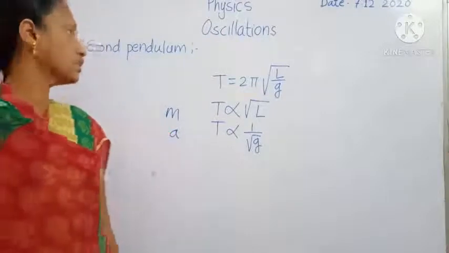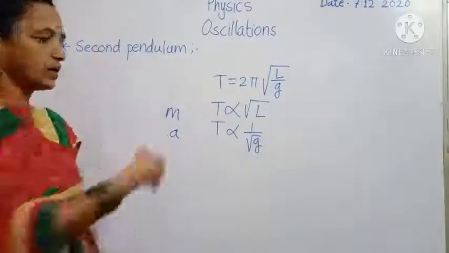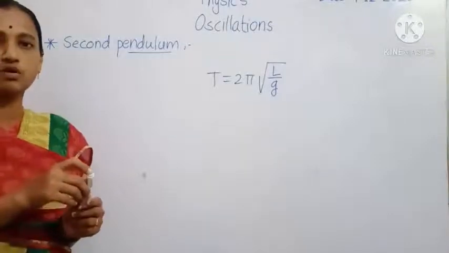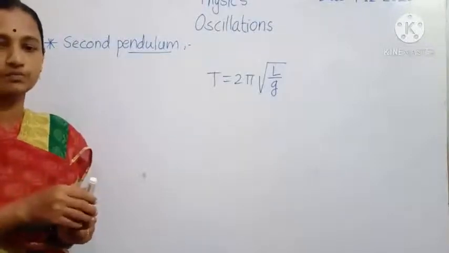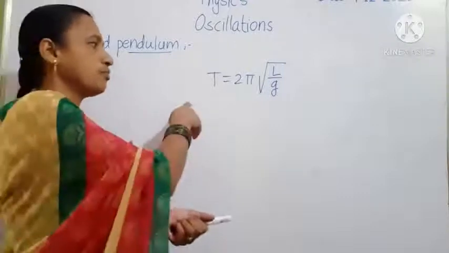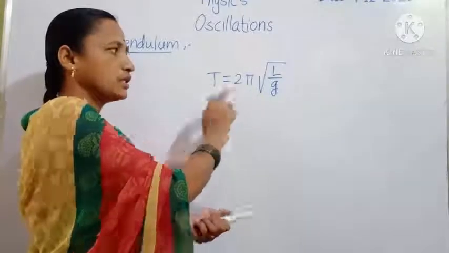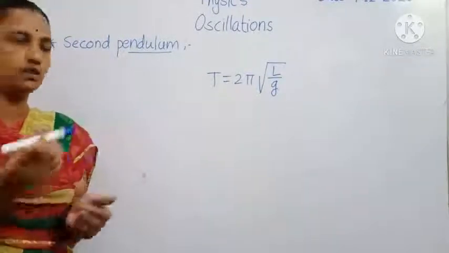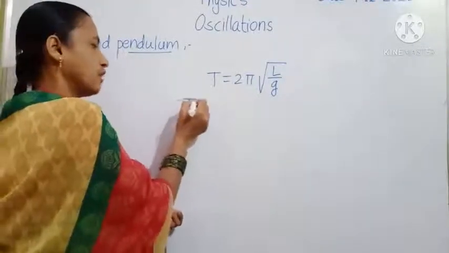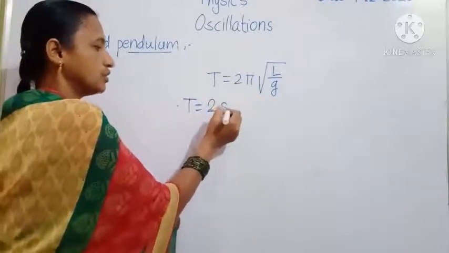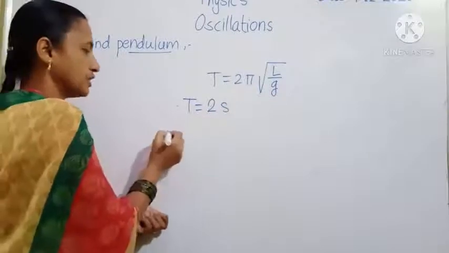In today's lecture, we will see the second pendulum. A pendulum whose period is 2 seconds is called a second pendulum. That is, we take the formula for the period of a simple pendulum, T is equal to 2 pi root L upon g. Here we substitute the value for the period, that is, 2 seconds.